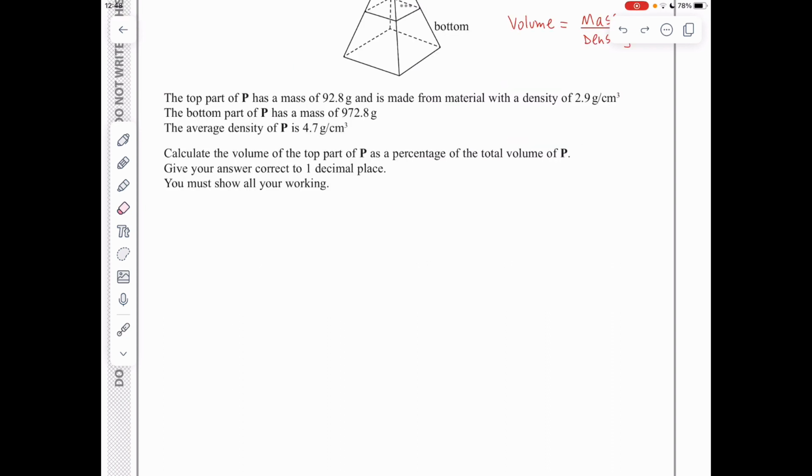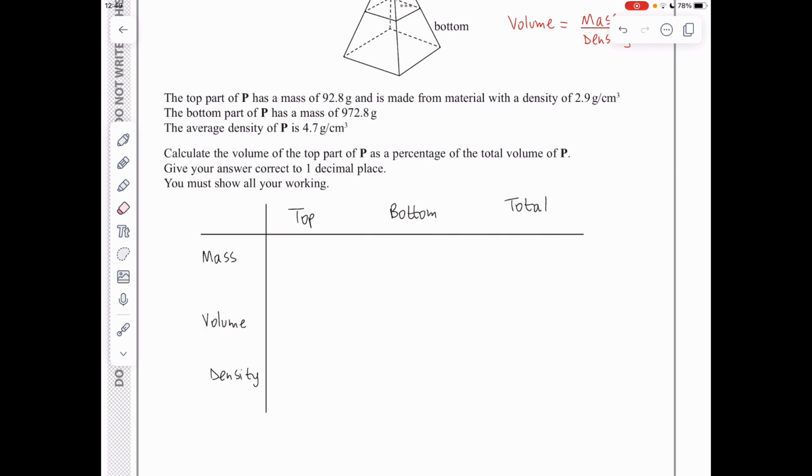I like to approach these questions by drawing a table just to summarize everything. So we've got mass, volume, density, it's the top part, the bottom part, the total. So the mass of the top part is 92.8 grams. The mass of the bottom part is 972.8 grams.